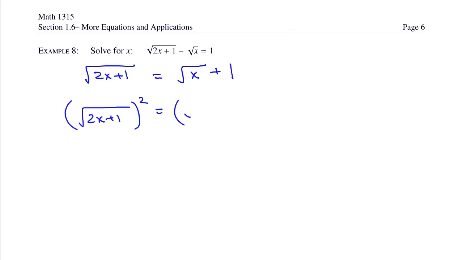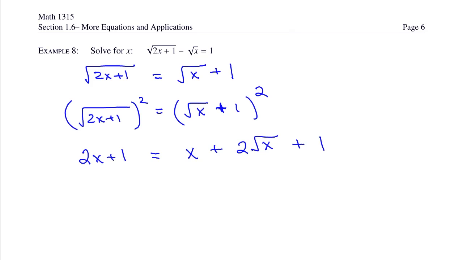Now the right side has two terms, so we'll have to use our trick for squaring two terms to work out the right side. On the left side, the square root and the square cancel. On the right side, we square the square root of x, which is x, and multiply 2 times square root of x times 1. There's 2 square roots of x, plus 1 squared is 1.